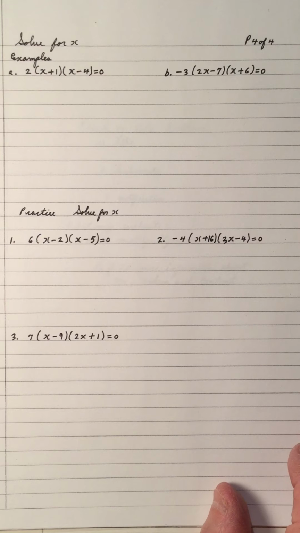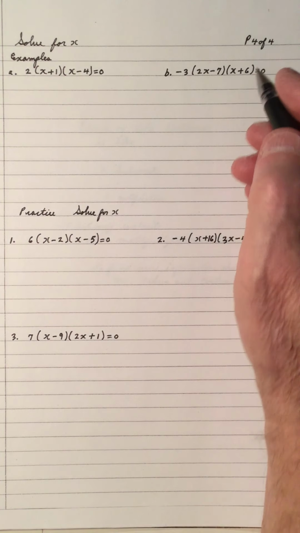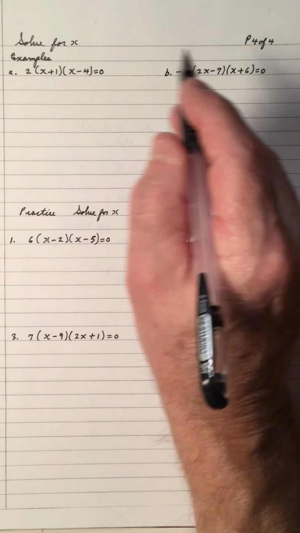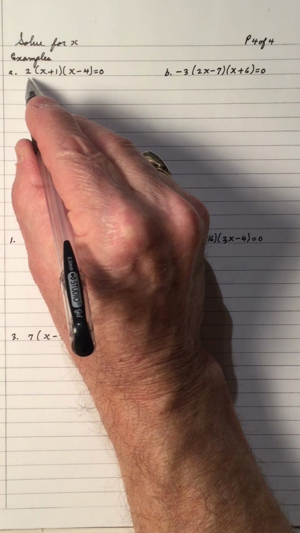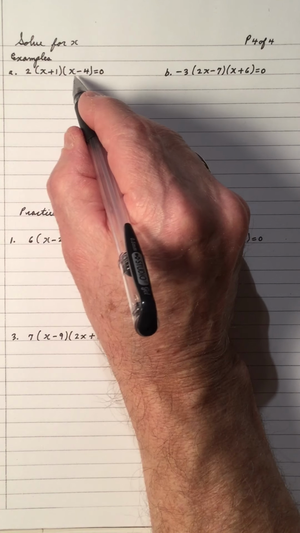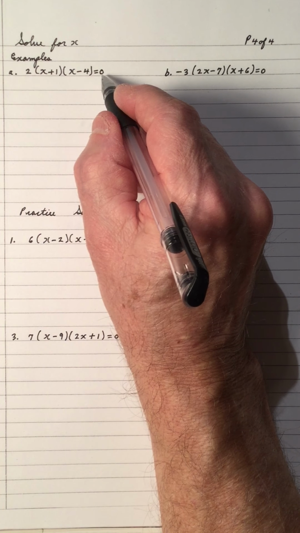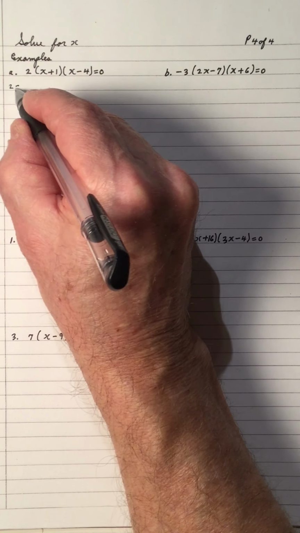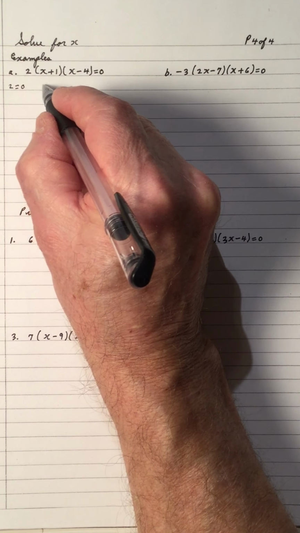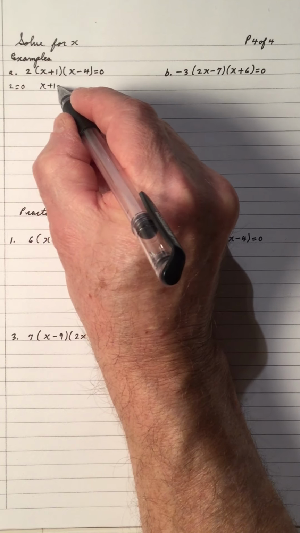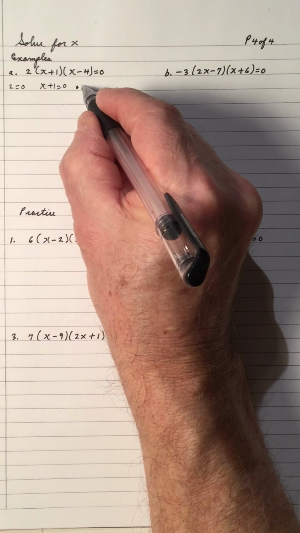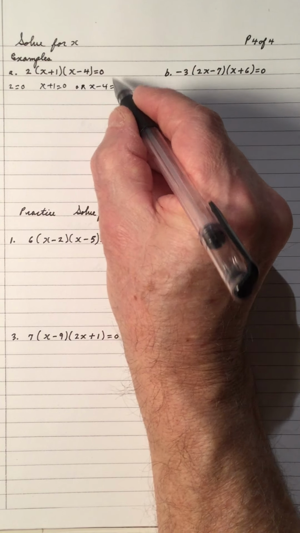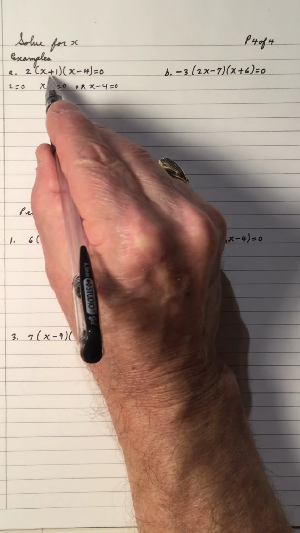So the ones we just did were straightforward. Now we've got a little bit more to it. I just added a little tiny bit more. Now I have 2 times x plus 1 times x minus 4 equals 0. So notice this 2 is a constant. If I said 2 equals 0, and then x plus 1 equals 0, or x minus 4 equals 0, notice the 0 is coming out of these two.